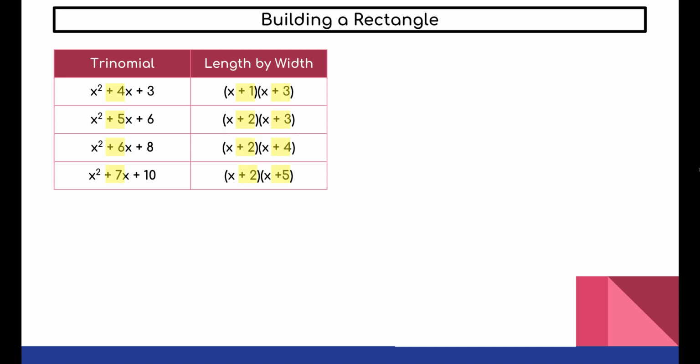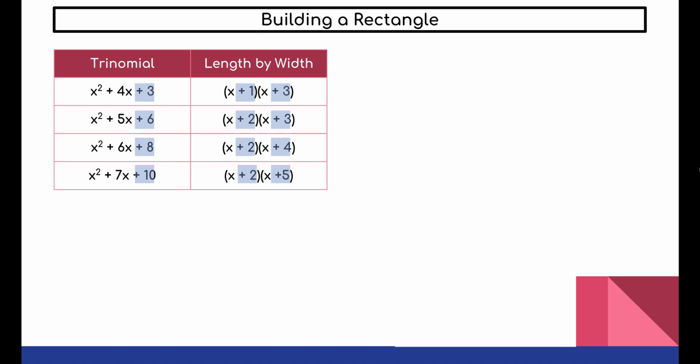They may immediately notice that 1 plus 3 is 4, 2 plus 3 is 5, 2 plus 4 is 6, 2 plus 5 is 7. If they're noticing this, then they're picking up on one of the key patterns. We also want to ask them about the connection to the constant in the trinomial. When doing this, we want to clue them in that there is a connection that they should observe and describe.